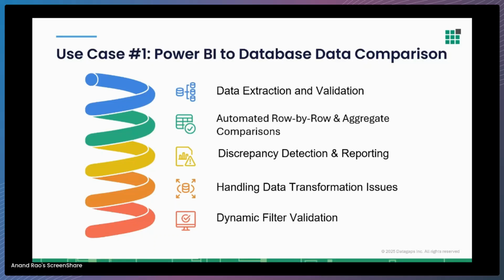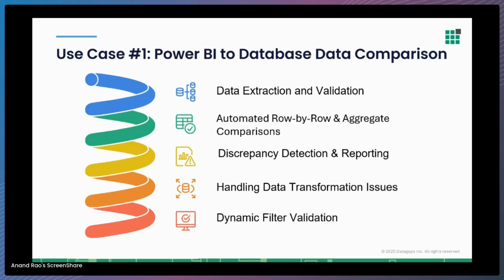So this validation process extracts data from Power BI visuals and compares it with SQL Server, Oracle, Snowflake, or any other database. Automated tools like Datagaps BI Validator streamline this by pulling the report data, applying the transformations, and verifying consistency through row by row and aggregate comparisons. So all the counts, the sums, the averages, and other comparisons. Error detection identifies missing, duplicate, or mismatched records, generating reports for resolution.